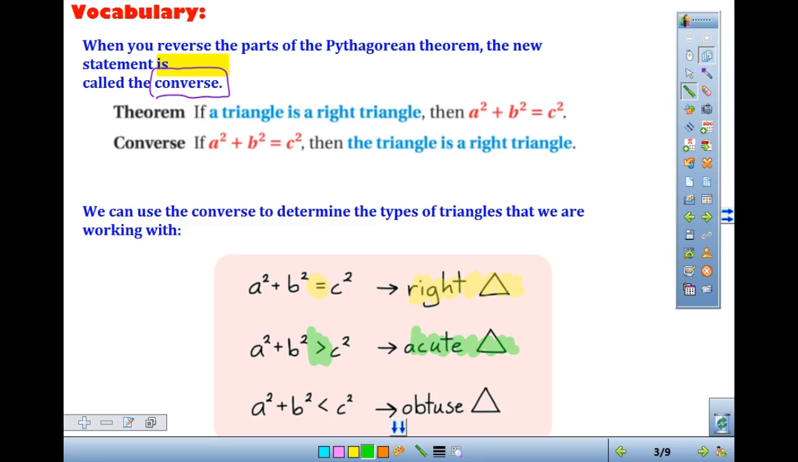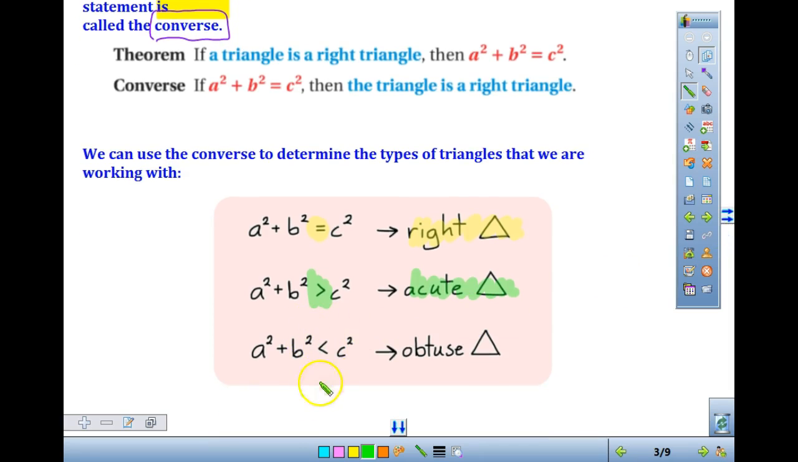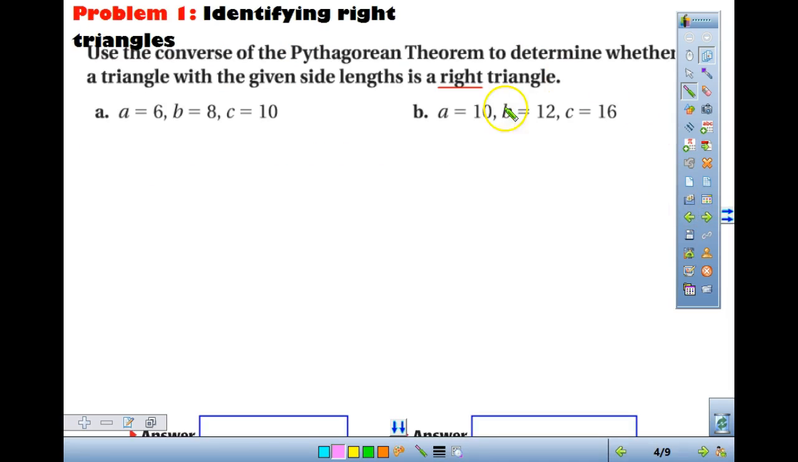And the last situation is, so today when you do your homework, my suggestion is going to be to put the equal, which we already know is right, the greater than is acute, and the less than is going to be an obtuse triangle. Okay? It says use the converse and check this. So this is what you're going to do in your homework.